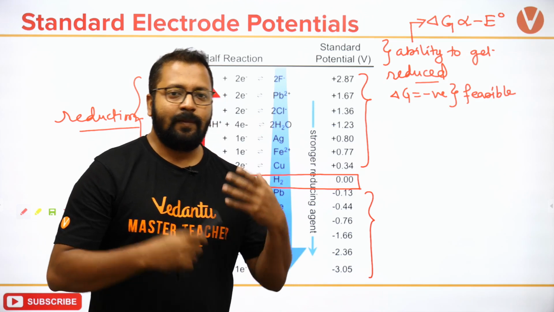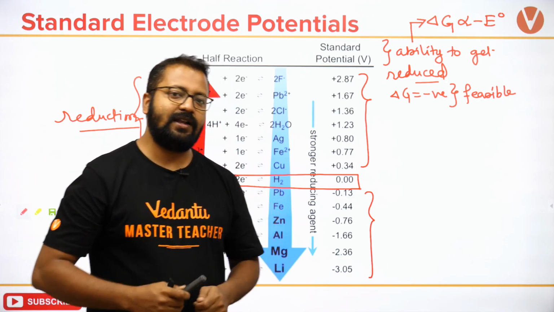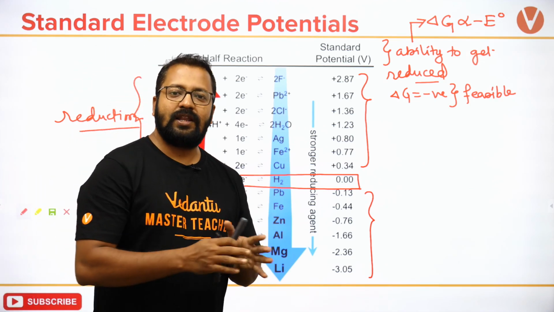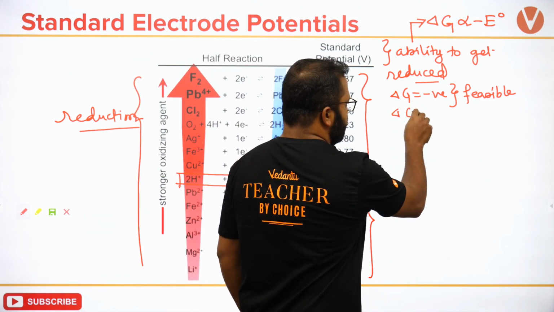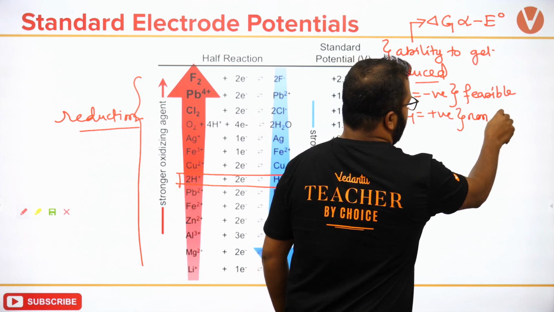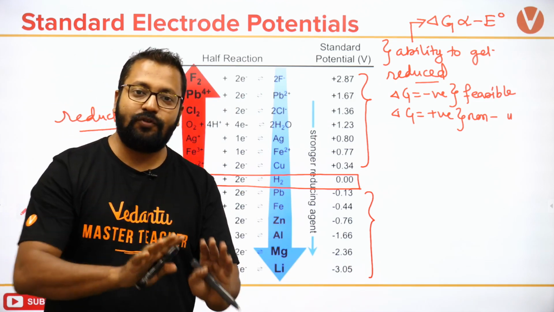For example, water falling from a mountain. That's a feasible process. For that, delta G is negative. Evaporation takes place on its own. Delta G for that will be negative. By itself. If delta G is positive, it is non-feasible, it will not happen on its own. You have to push it.